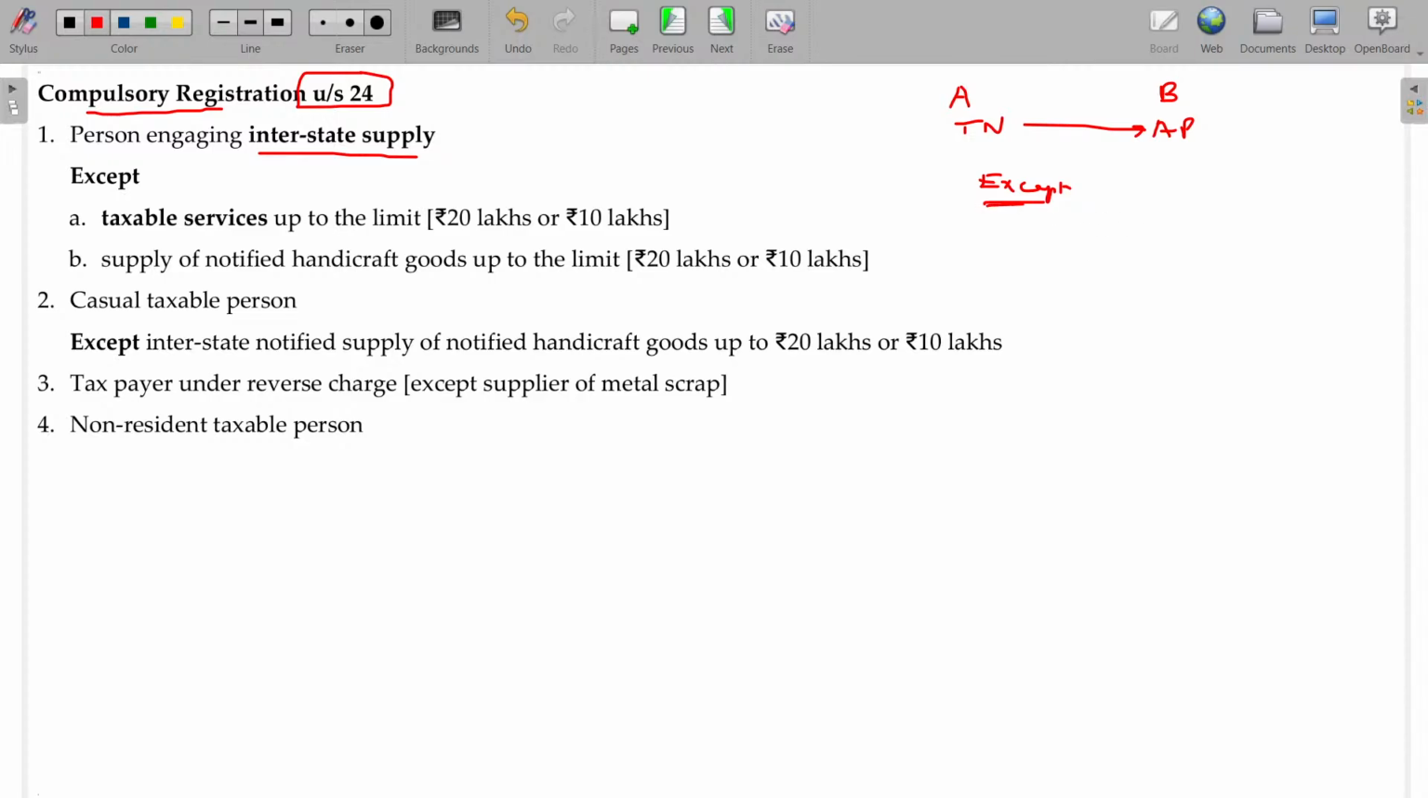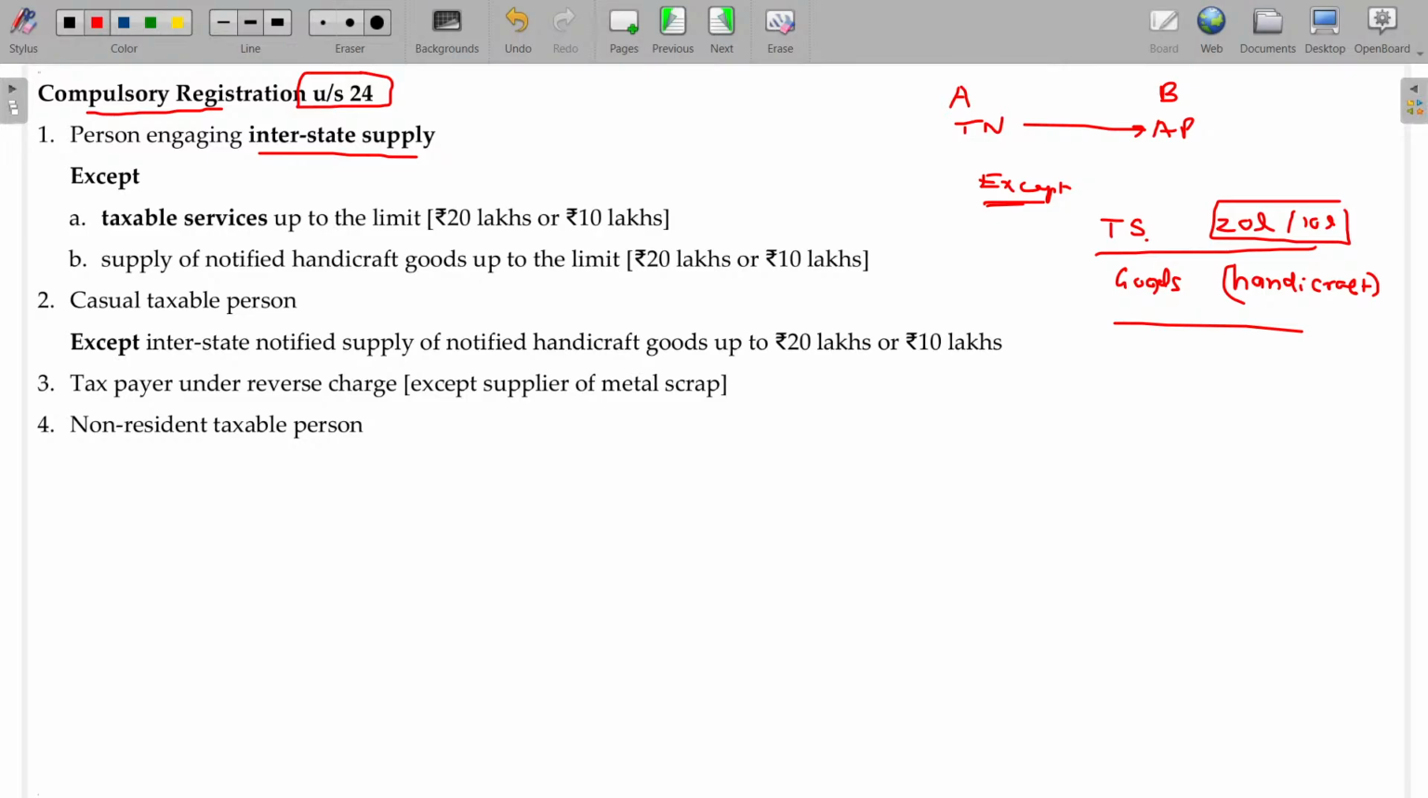Okay. In case of taxable service, 20 lakhs and 10 lakhs limit will be applicable. 10 lakhs is for MMNT, and in other states it is usually 20 lakhs. And similarly, in case of goods, this is all about taxable service only. I am not talking about the goods. In case of goods, the goods should be notified handicraft goods, not all other goods. So, in case of goods, of course, you have to register.